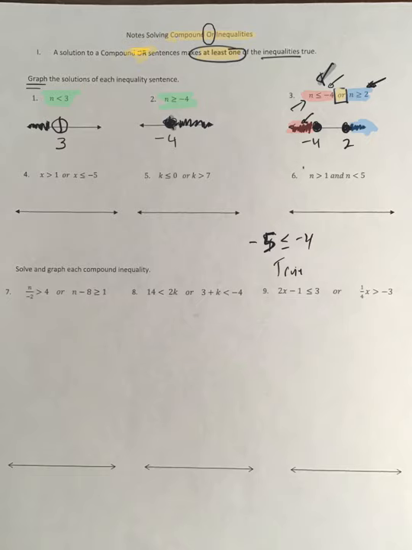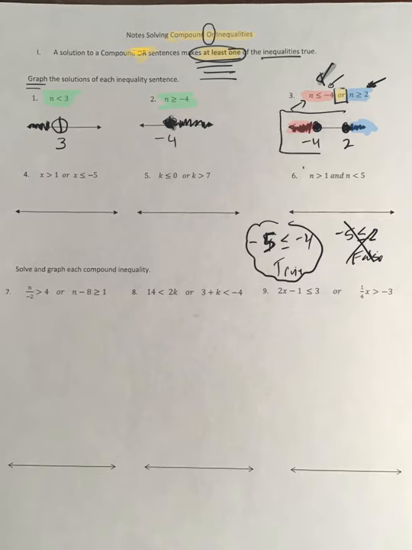But what if I plug it into the second sentence, the blue sentence? Is a negative 5 greater than 2? That is false. Notice that negative 5, which is over here, did not work for the second inequality, but it did work for the first one. And as long as it works for at least one of them, it is a solution. So that means all of these numbers will work for at least one of them.